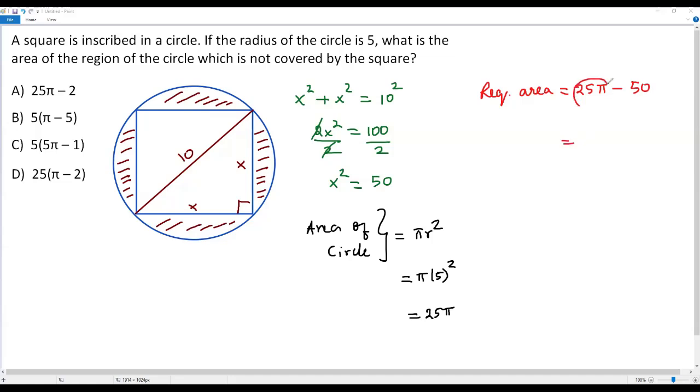Here both 25 pi and 50 have the greatest common divisor 25, so we can factor out 25. If I factor out 25, to get the stuff inside the parentheses we have to divide both the terms by the one I factored out, that is 25. When I divide 25 pi by 25, I'm just getting pi. When I divide 50 by 25, I'm getting 2. So the area of the region of the circle not covered by the square is 25 times pi minus 2. We find this exactly in answer choice D. The correct answer choice for this question is D.